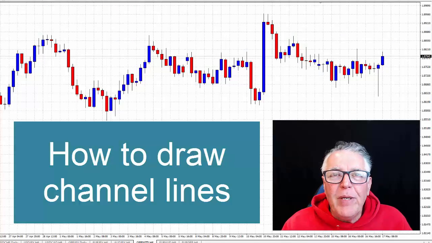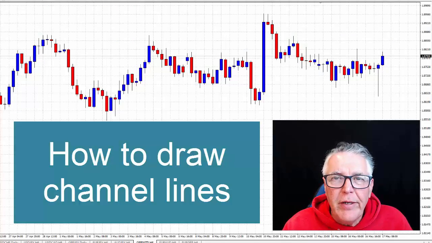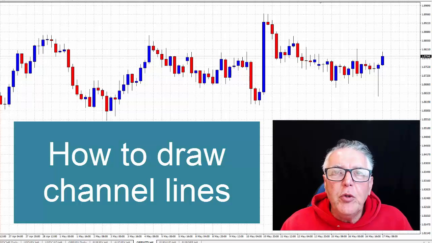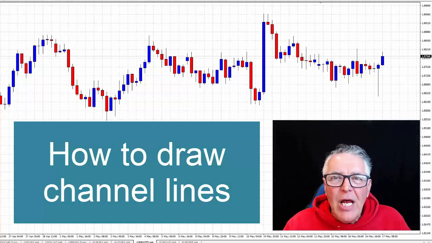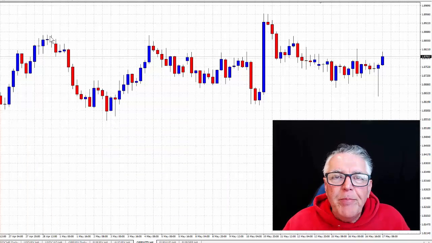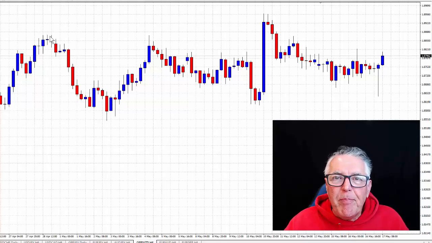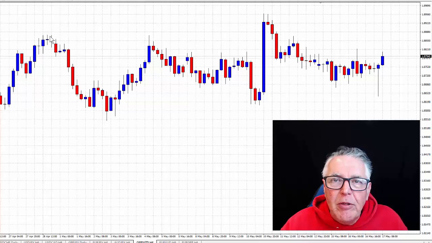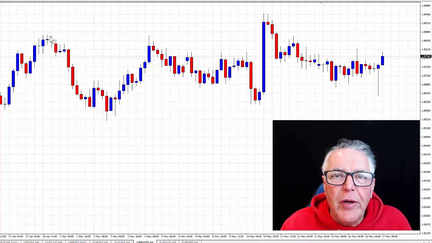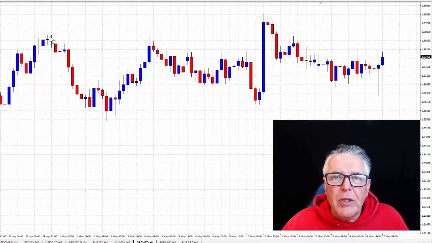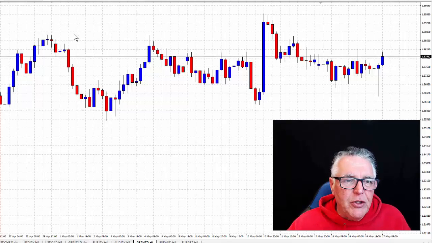In this lecture, we're going to be looking at how to draw channel lines. Now, in order to draw channel lines, you only need 3 turning points. And I'll illustrate this on the chart that we've got right in front of us. A turning point in the market is a place where the price gets rejected quite severely and literally turns around and starts going in the other direction. So let's have a look at the particular chart.